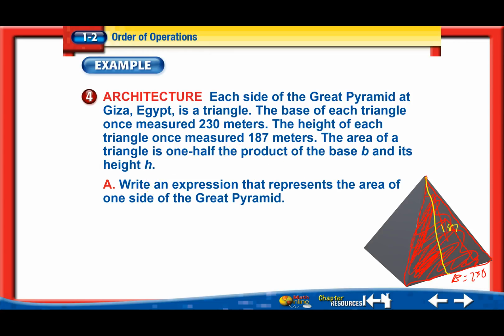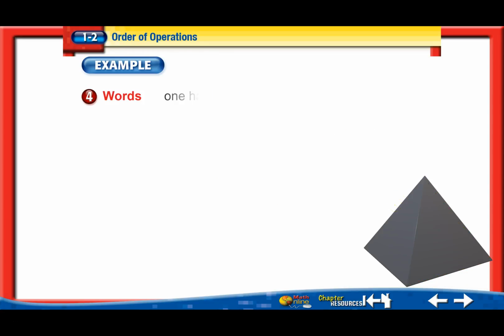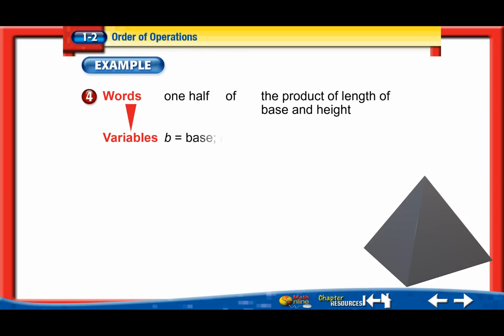So write an expression that represents the area of one side of the Great Pyramid. So it said 1/2 the product of the length of base and height. So we're going to do 1/2. So the variables of this, we're going to have base and height. So we have multiple variables here, and that's just because they told us what they were. They told us the base and the height. So the equation is 1/2 times the product of base times height.